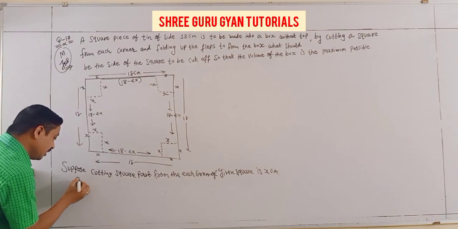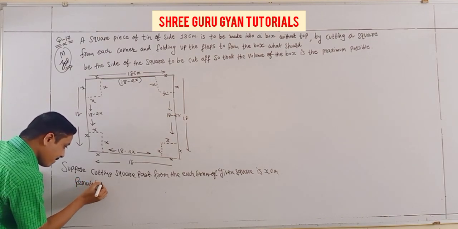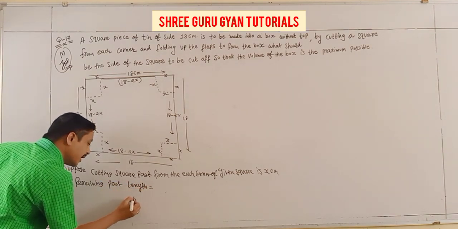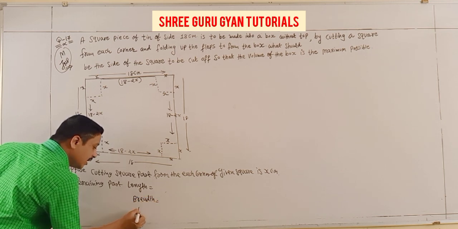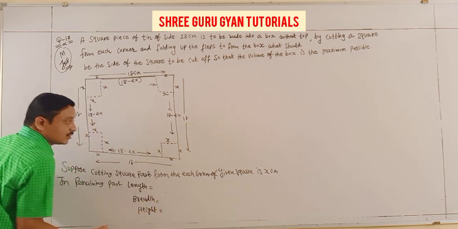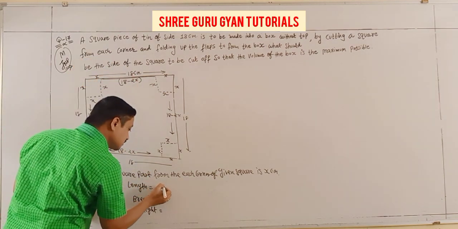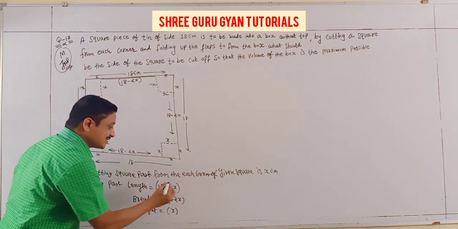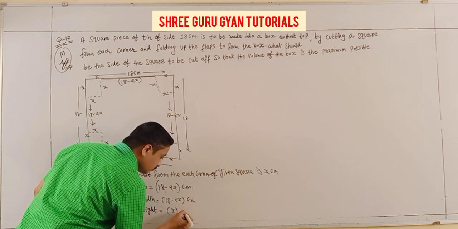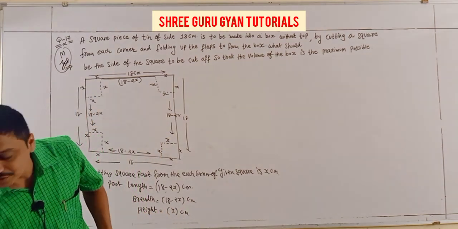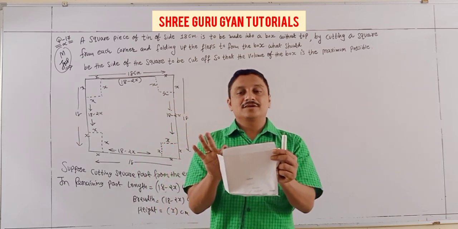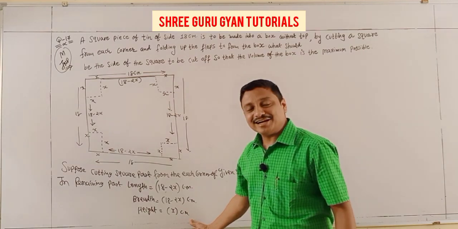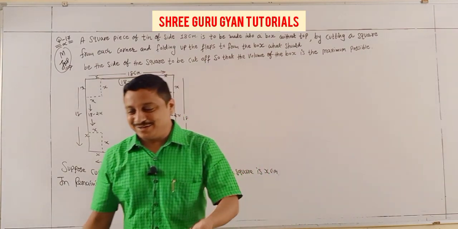So for our remaining part, what is the length, breadth and height? The remaining length and breadth are 18 minus 2x, again 18 minus 2x, and if you fold it down, the height is x centimeter. Again I explain: this is your length, this is your breadth, and if you fold it, the folded height is your x centimeter. Now volume is length into breadth into height.